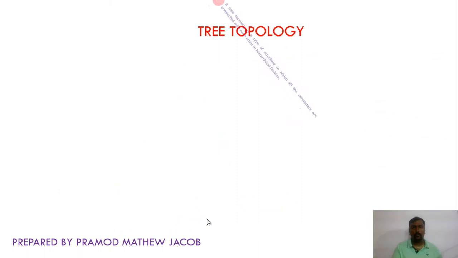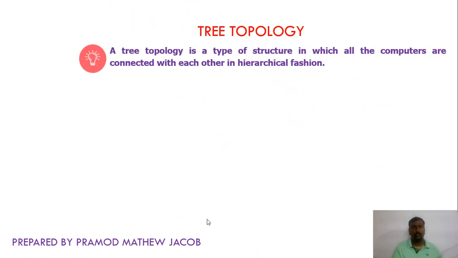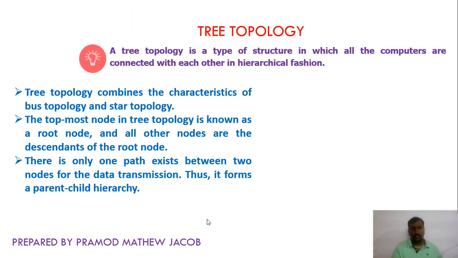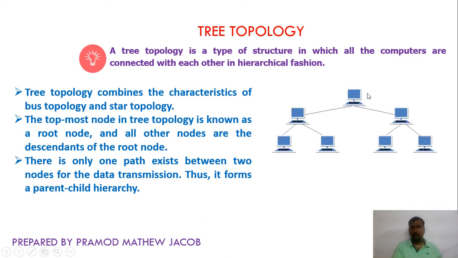Next is tree topology, which is the combination of bus topology and star topology. It combines the best characteristics of bus topology and star topology. Here the systems are arranged in a hierarchical fashion. The topmost node in the tree topology is called the root node and all other nodes are descendants of the root node. There is only one path between two nodes for data transmission. Thus, it forms a parent-child hierarchy.